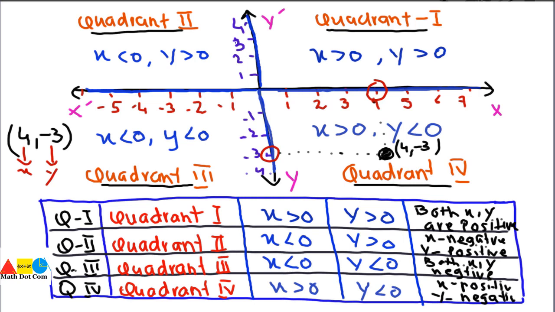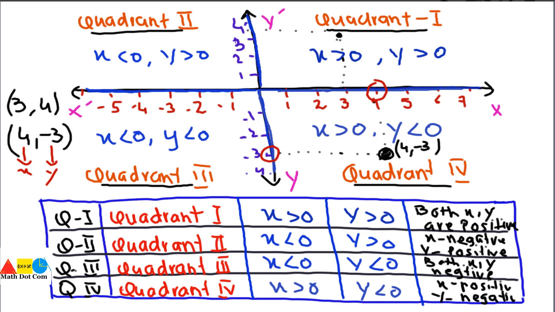Same is the case if I say plot (3, 4). Now here both x and y are positive. So which quadrant is that? Both are positive, that is quadrant number 1. So you can easily plot (3, 4) by taking the positive values together. This is how you can use the quadrants in order to plot ordered pairs with different signs. So you can easily differentiate in which quadrant each ordered pair will lie.